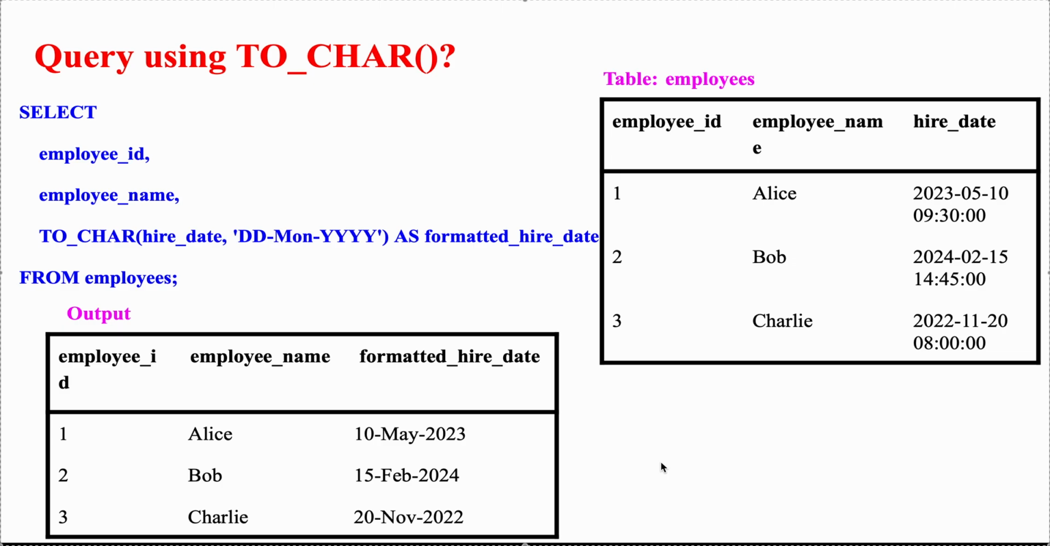In this employees table, the hire date is stored with both date and time, but maybe for a report we just want to display the date in a nice readable format like date, month, year. So here we use TO_CHAR(hire_date, 'DD-MON-YYYY'), and as you can see in the output, the dates are nicely formatted as strings. This is really helpful when you need full control over how your dates or numbers appear.